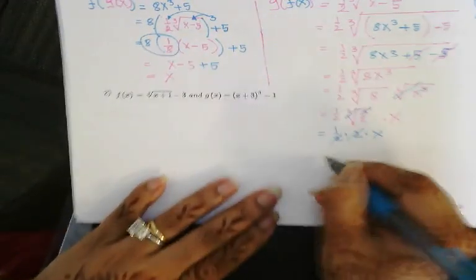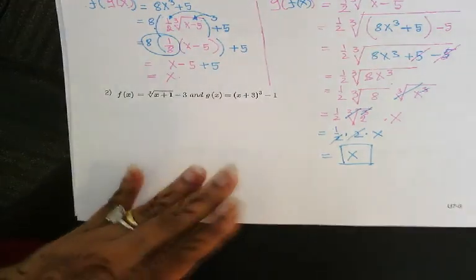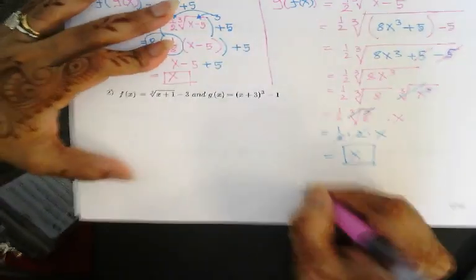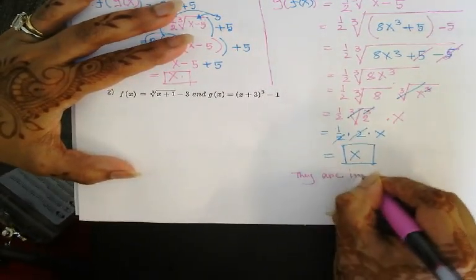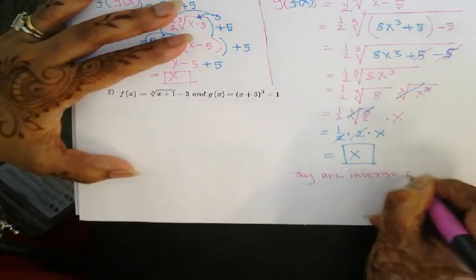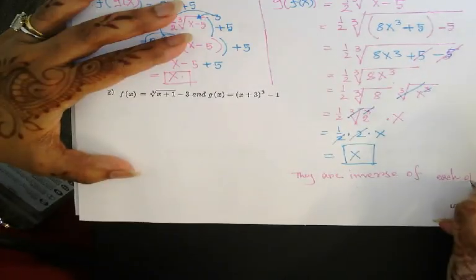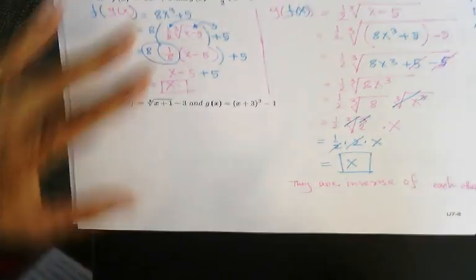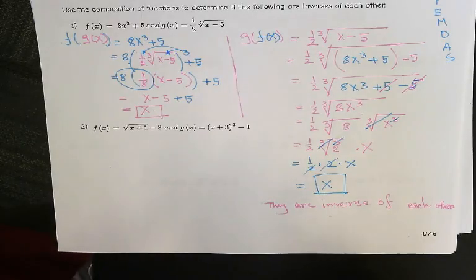Can I simplify any more? So this cancels each other. It's going to give me an x. So in both cases, I'm getting x. It means they are inverses of each other. Any questions? Confusions anywhere? We good?